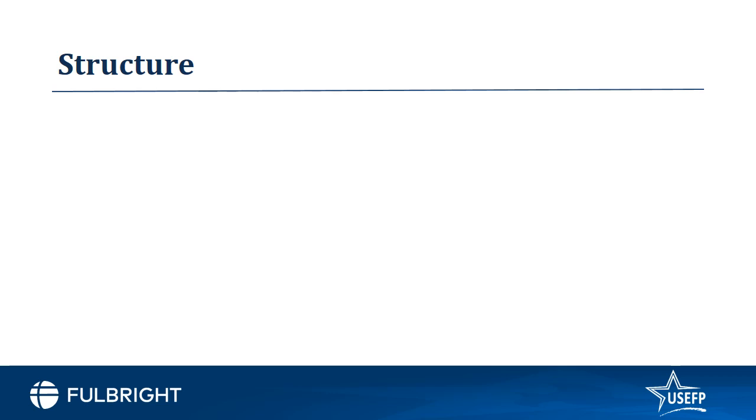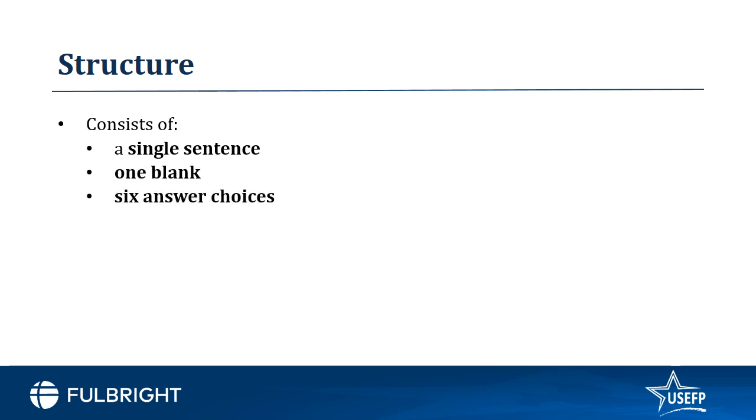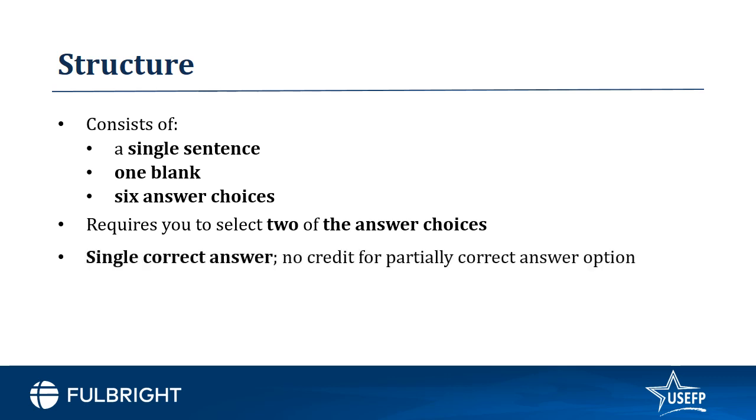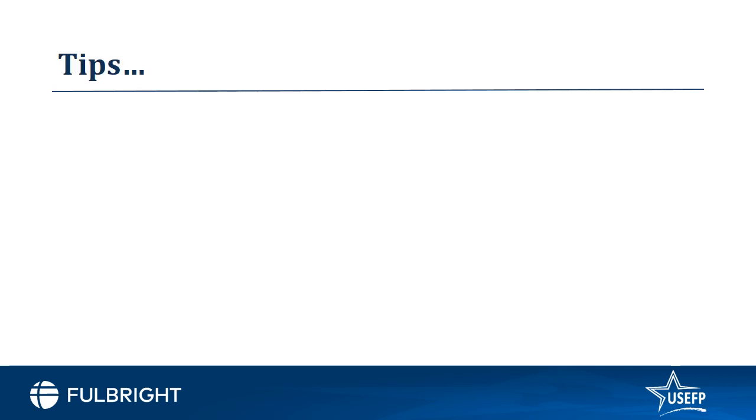Sentence equivalence questions consist of a single sentence, they have one blank, and you have 6 answer choices from which you have to select 2. There's a single correct answer that consists of you getting each of the selected 2 choices correct. There's no credit for a partially correct answer. We will do examples in the next video so you'll get a better idea of what we're talking about here.